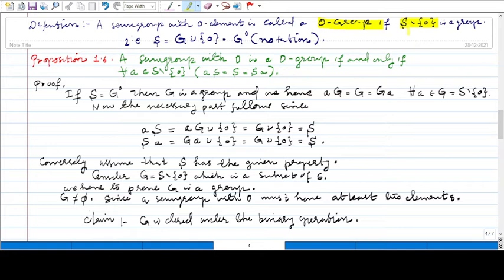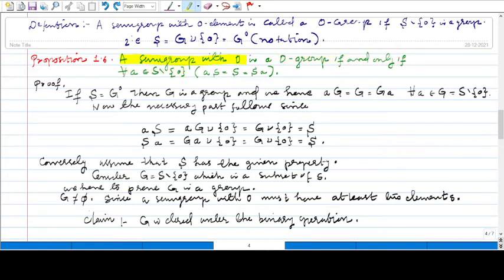So such groups exist. If a semigroup is equal to G union 0, then we will call that a zero group. Now we have a proposition. A semigroup with zero is a zero group if and only if for every A belonging to S different from 0, AS equals S equals SA. So this is the idea. If a semigroup with zero is a zero group, this implies this property, and if you have that property, that semigroup is a zero group, or what I can say, S different from 0 is a group.